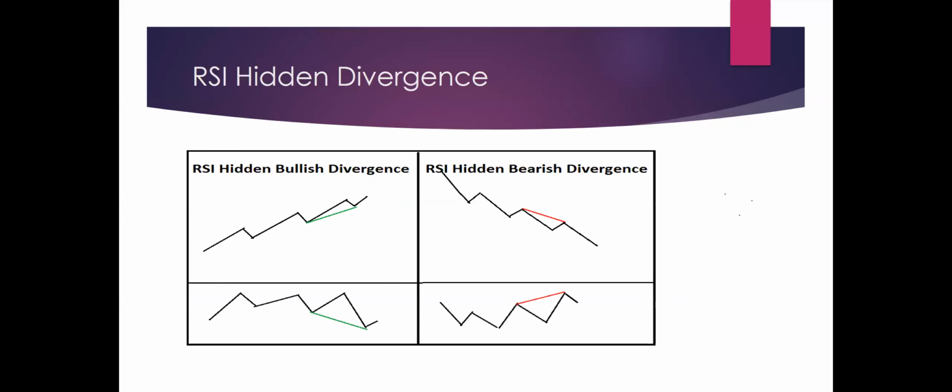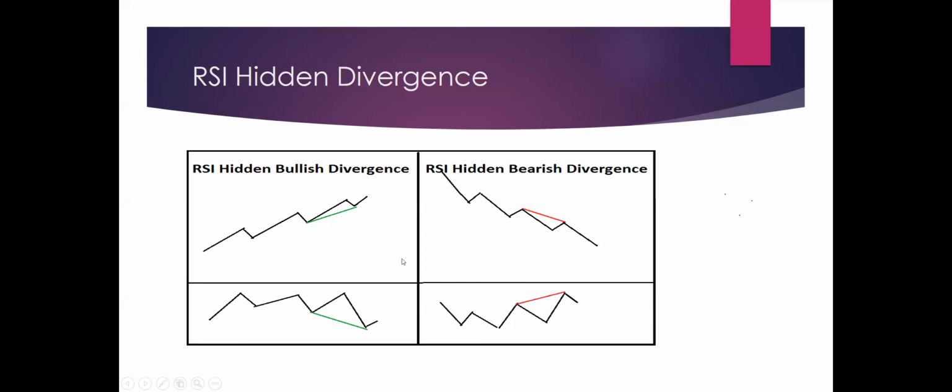So what is RSI hidden bullish divergence? In the RSI hidden bullish divergence, the script will be in a nice uptrend. So the price makes higher low, whereas RSI makes lower low. So this is RSI hidden bullish divergence in this case. Similarly, RSI hidden bearish divergence: price makes lower high, whereas RSI makes higher high. So this is the case of RSI hidden bearish divergence.